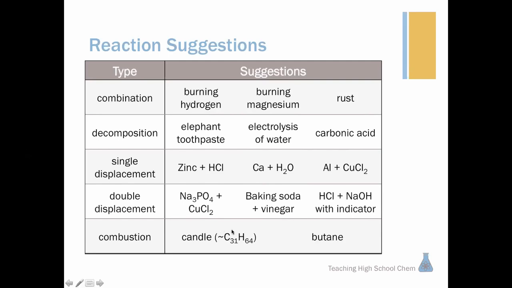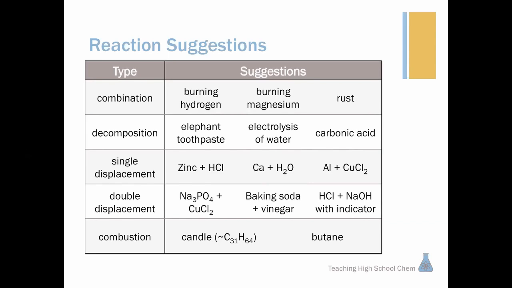Combustion. You can do butane or propane. I like to do candles. Paraffin wax is somewhere around this formula. I use that one just because it works out easy for balancing. But I just do a simple one: they weigh the candle beforehand and they weigh it after. It works well to use it again in stoichiometry, where they have to actually calculate how many moles of candle got used up. Something along those lines is really helpful.